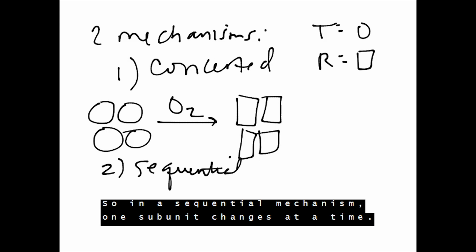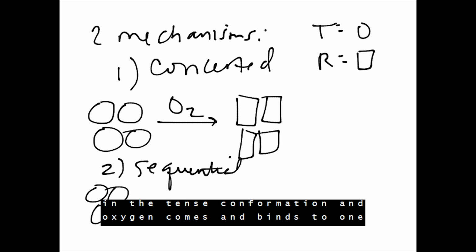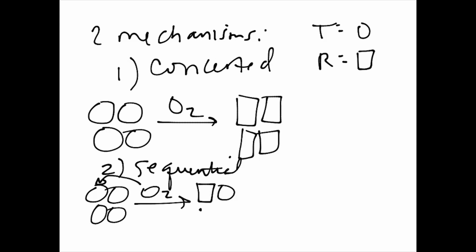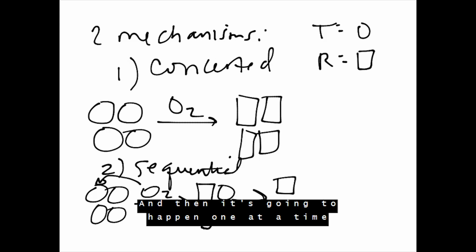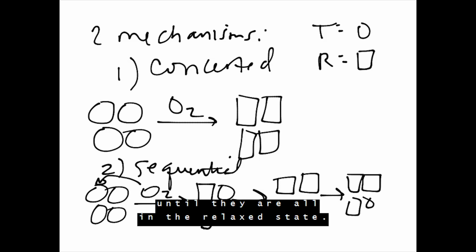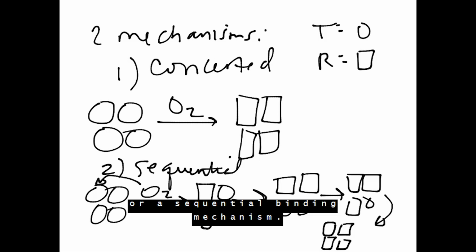The other possibility is a sequential mechanism. In a sequential mechanism, one subunit changes at a time. So you'd have your four hemoglobin individual molecules in the tense conformation, and oxygen comes and binds to one of them and changes its conformation. And then it's going to happen one at a time to change the conformations until they are all in the relaxed state. So no one's figured out yet if it's a concerted or a sequential binding mechanism.